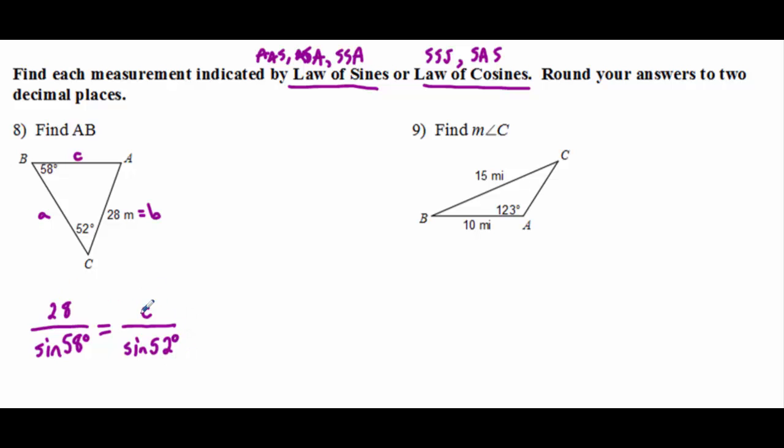So to solve this for C, I'm going to cross multiply. I'm going to do 28 times sine of 52 degrees equals C times sine of 58.